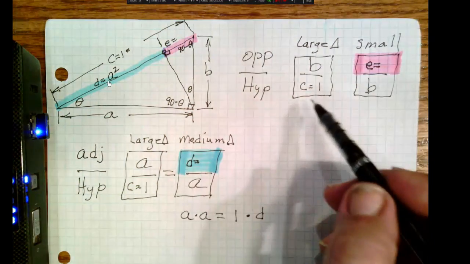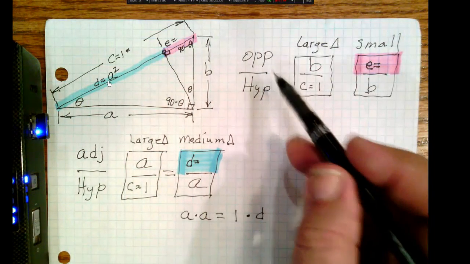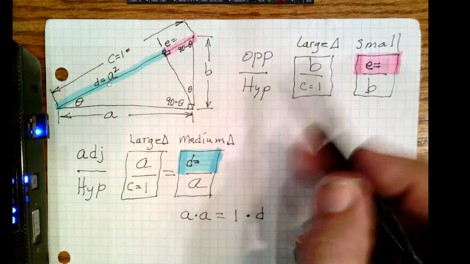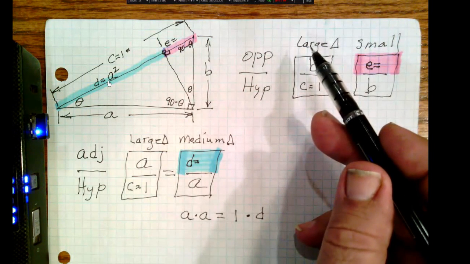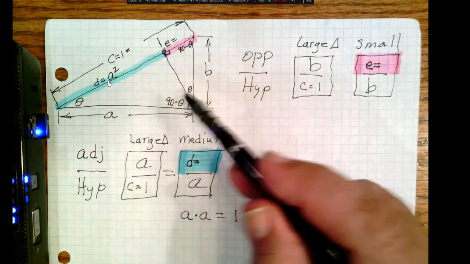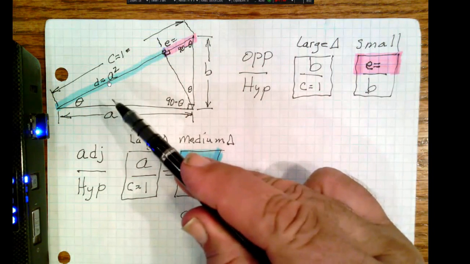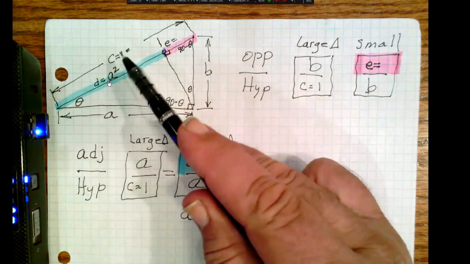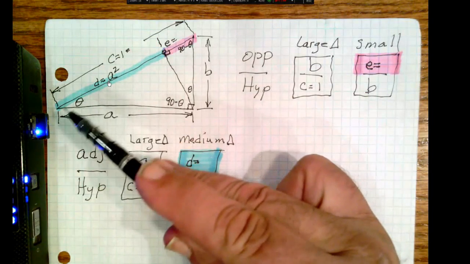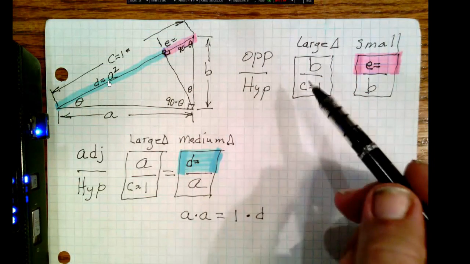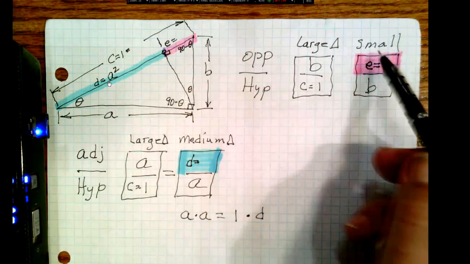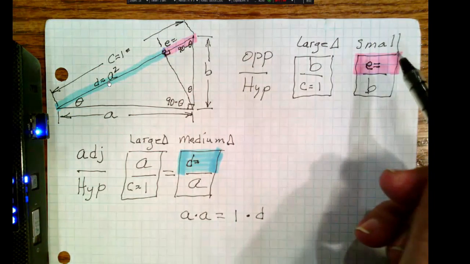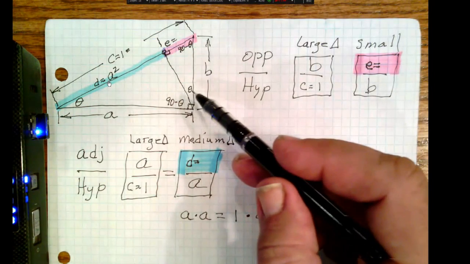Okay, moving on. Over here, the ratio of the opposite side to the hypotenuse of the large triangle. Here's the large triangle, and the opposite side is over here, which is B, over the hypotenuse, which is C. So that would be B over C. And over here for the small triangle, we're looking for the opposite over the hypotenuse for the small triangle. Here's the small triangle.